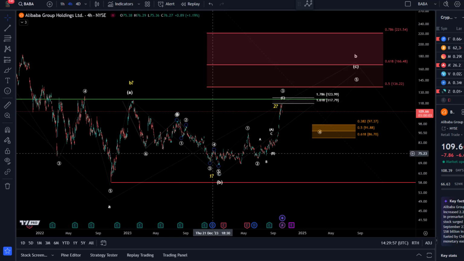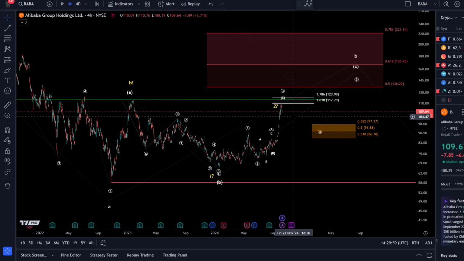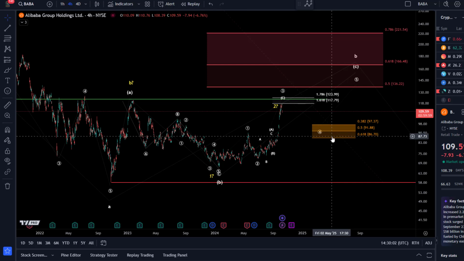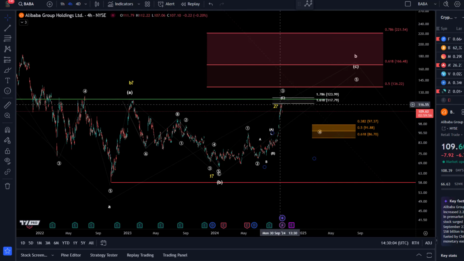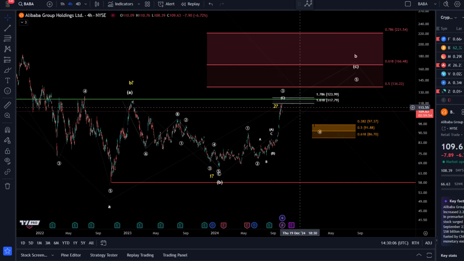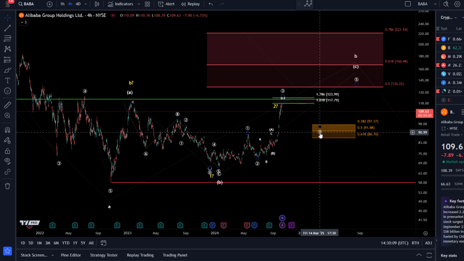The yellow count is still valid. That's the bearish alternative. We need a bearish alternative. It will become more likely with a break below $86.70. But at the moment, the risk is high anyway. Even in the white count, we're watching for a pullback.